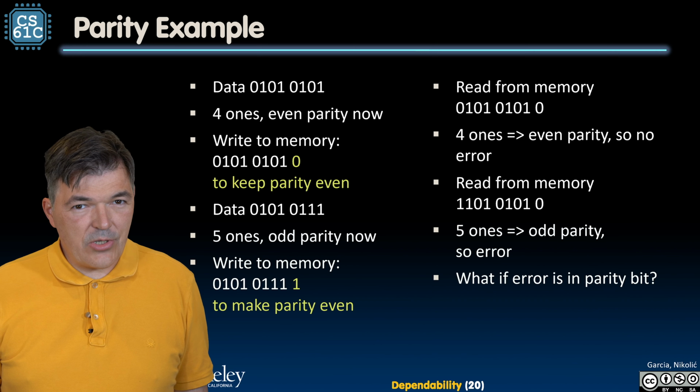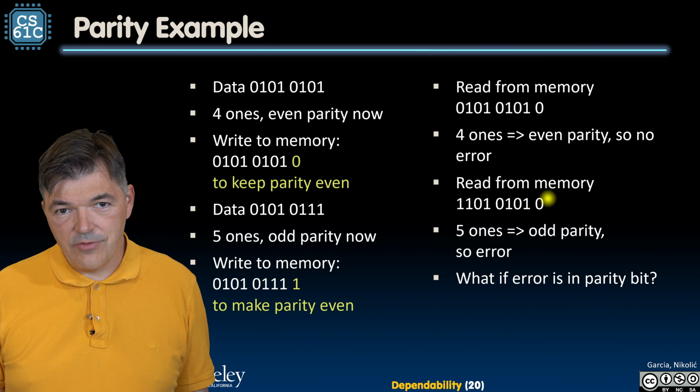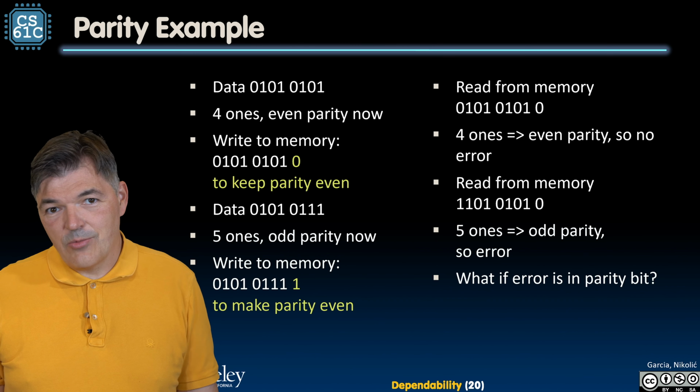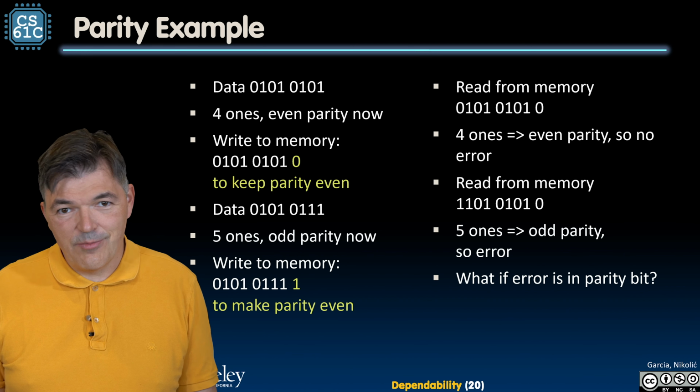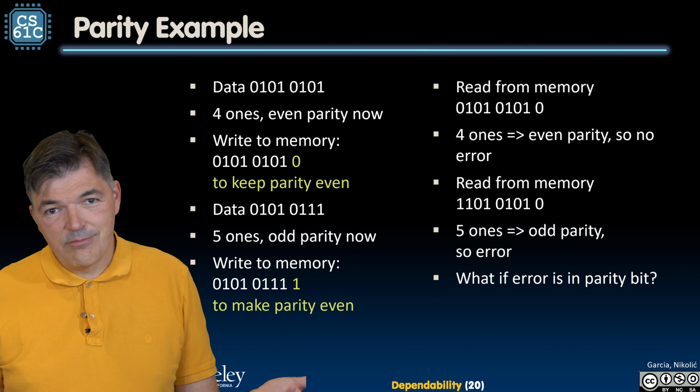Another quick question that you may ask yourself: what happens if there is an error in the parity bit? If all these 8 bits from our original word are correct, and just the last bit, our parity bit, got flipped from 0 to 1, we are still going to detect an error. We don't know where that error is. So in some sense, the parity bit is protected, but on the other hand, there would have been no error if we didn't have a parity bit. So we just live with that.